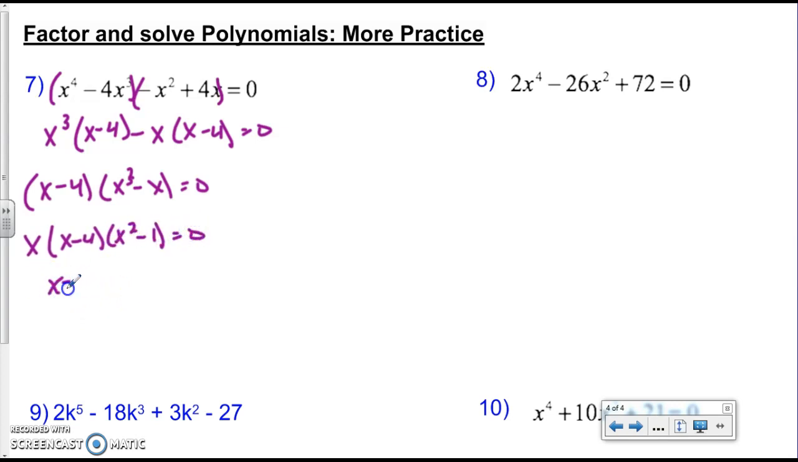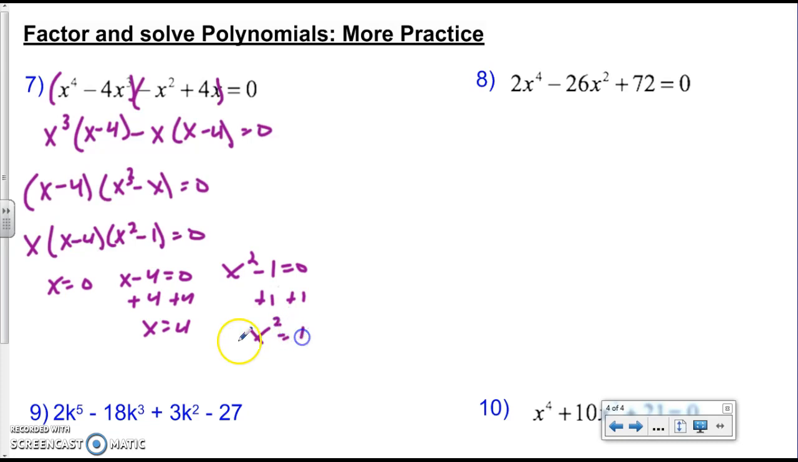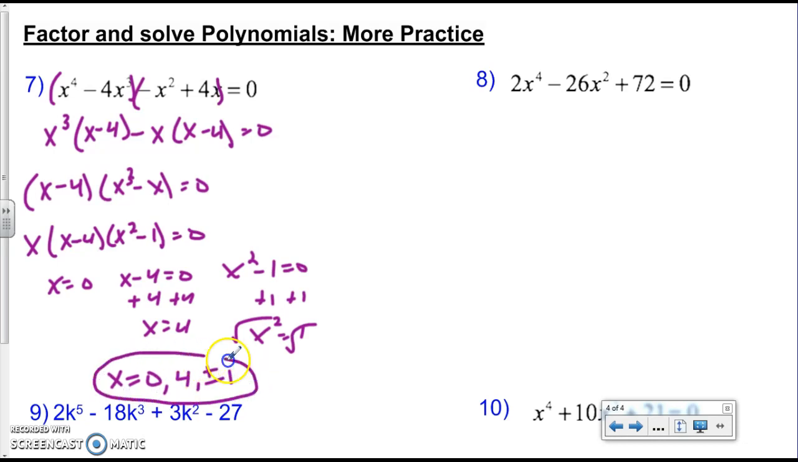So I'm going to set each part equal to 0. So I get x equals 0, x equals 4, and then x equals 1. So 0, 4, and positive and negative 1. Let's do GCF first, it makes it easier.